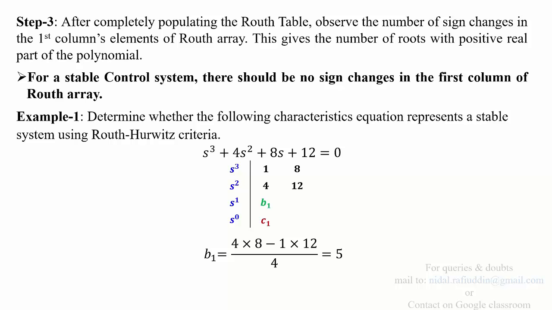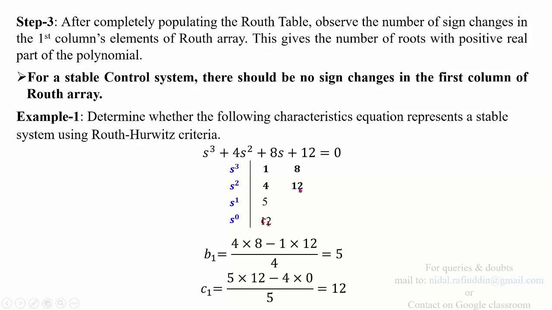Now what you are going to do is replace this b1 by the constant 5. The coefficient c1 will be evaluated in a similar manner using the coefficients corresponding to s to the power 2 and s to the power 1. So c1 is evaluated as 5 into 12.